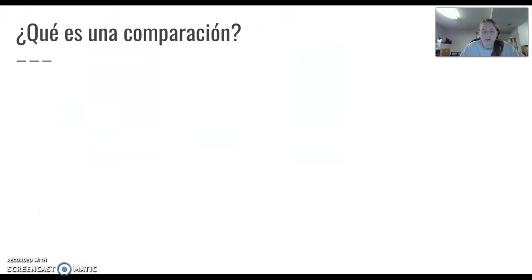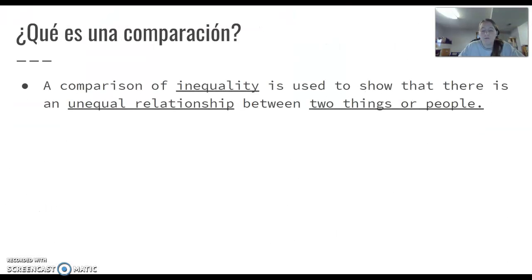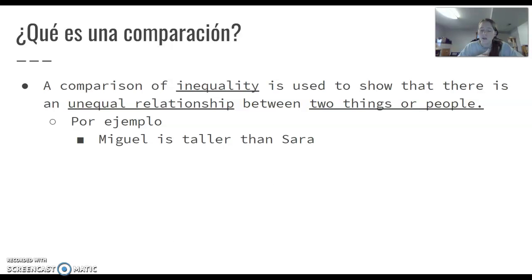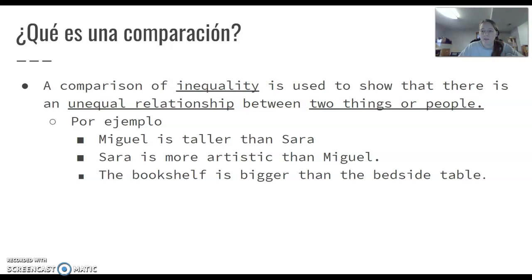Okay, so what is a comparison? We are specifically talking about comparisons of inequality, and those are used to show that there is an unequal relationship between two items or things. So, for example, Miguel is taller than Sarah, so there's an inequality of height. Sarah is more artistic than Miguel. Inequality in skill. Bookshelf is bigger than the bedside table.